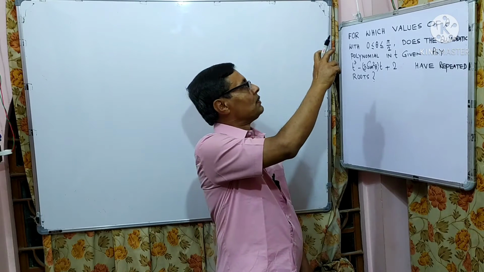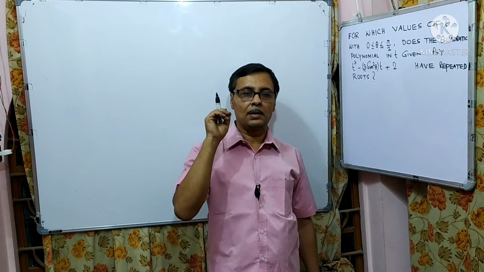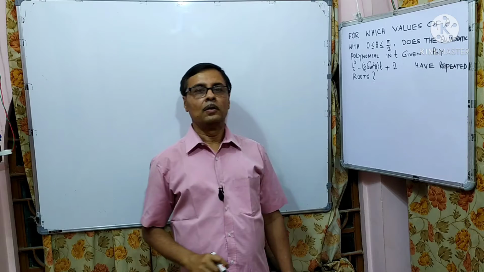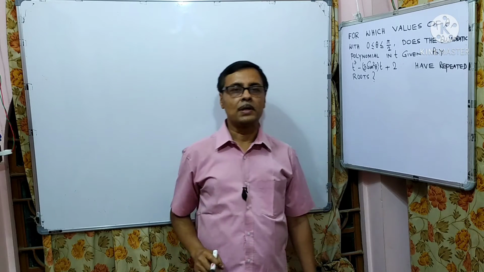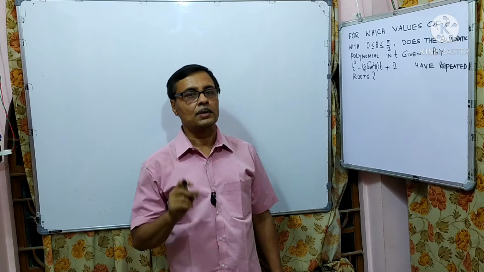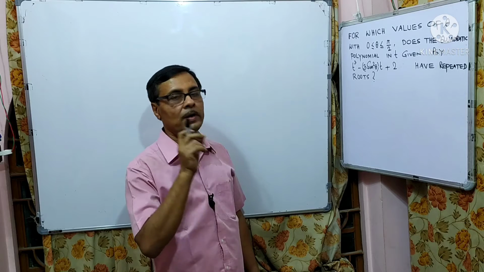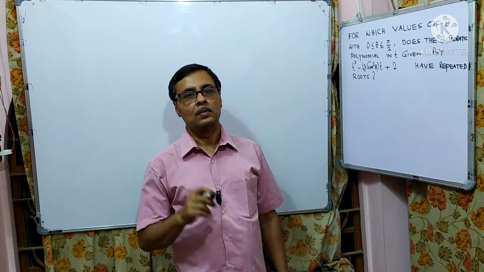Look at this very nice problem. For which values of theta, where theta lies in the closed interval 0 to pi by 2, does the cubic equation in t, which is t cube minus 3 sin square theta into t plus 2, have repeated roots, that is double roots? We have to find the values of theta, where theta also lies in the closed interval 0 to pi by 2.